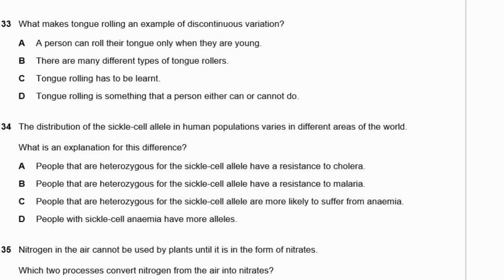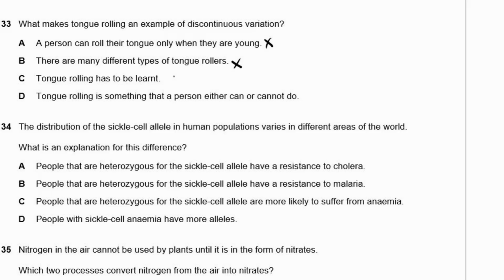Question 33. What makes tongue rolling an example of discontinuous variation? Discontinuous variation is caused by genes alone. So basically you have categories. You have type A, type B, type AB, or type O blood. Can you roll your tongue or can you not roll your tongue? That sort of thing. That's discontinuous variation. Continuous variation is, say, height, which can be a huge continuum of ranges. So is it that a person can roll their tongue only when they are young? Nope. That doesn't say it's discontinuous variation. There are many different types of tongue rollers. That would make it sound like continuous variation.